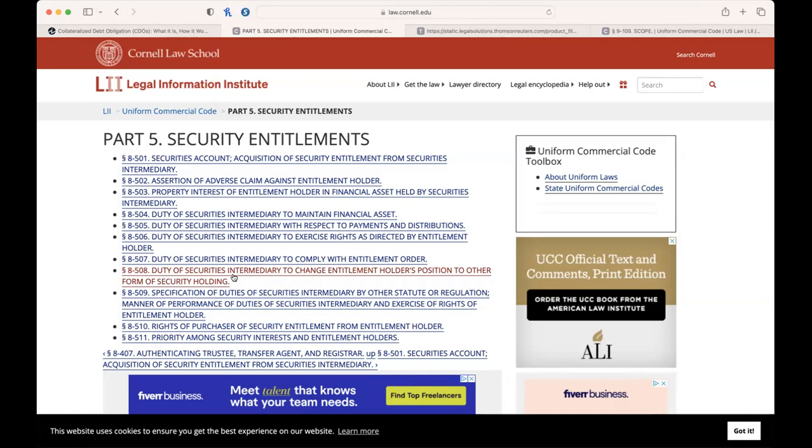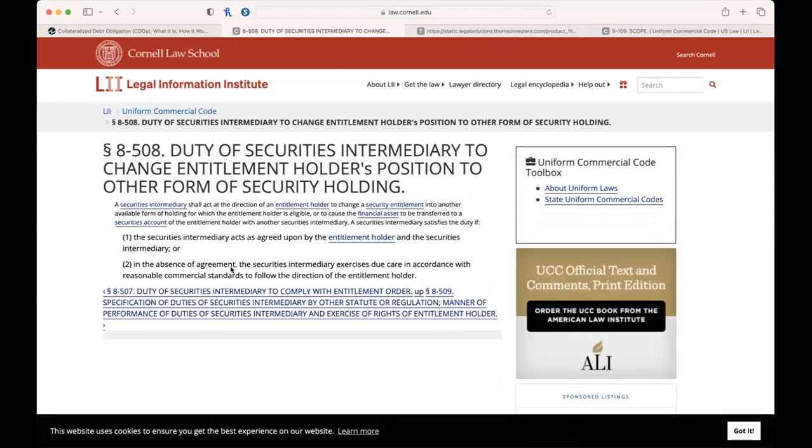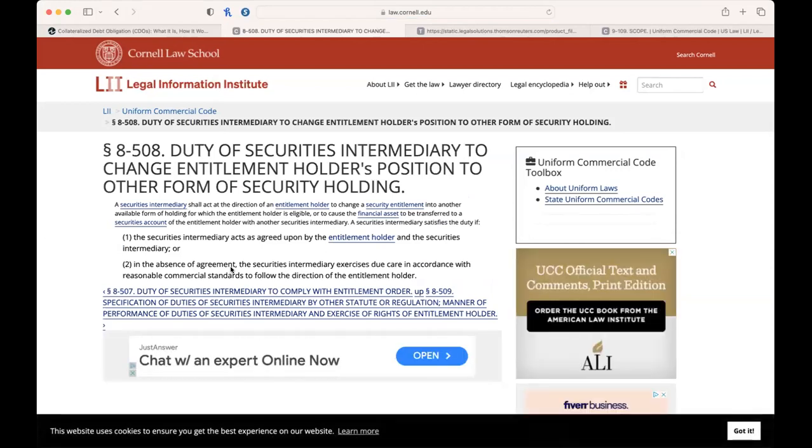All right, so this is the one, because the way we are titled on our accounts doesn't have us in the position to do what we need to do or want to do. So this is it right here. It's 8-508, duties of securities intermediary to change entitlement holder's position to other form of security holding. They need to switch you back, because remember, they did a conversion on the account.